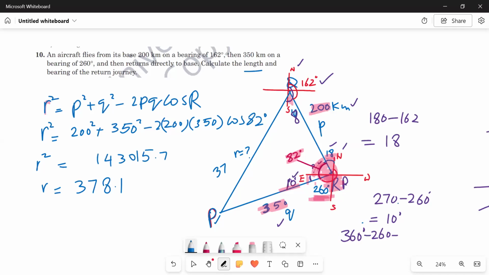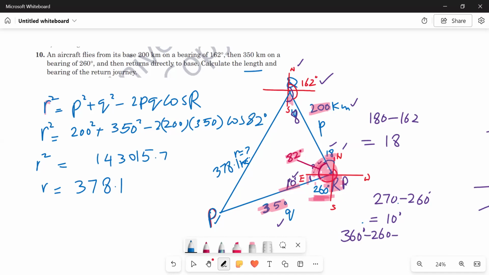Miss, could we also use the sine rule in this? Yes, we can use the cosine rule, and also the sine rule. For the sine rule, there is one angle missing, but we have to find our side.